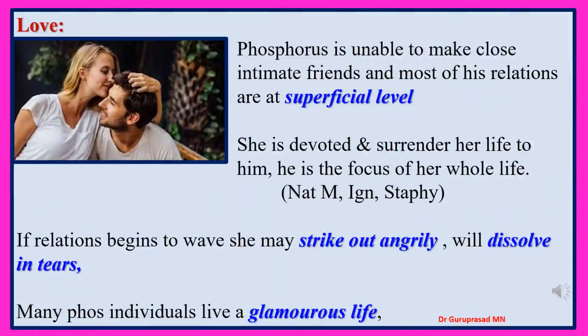As we know, Phosphorus means diffusion. Phosphorus is unable to make close, intimate friends because everyone is a friend. Everyone he needs. And most of the time relations are more at a superficial level because everyone is friendly. Nothing is personal. He is so diffusive. If at all she loves someone, she is totally devoted to him. She surrenders her life to him. He is the focus of her whole life, like Natrum muriaticum, Ignatia, Staphysagria.